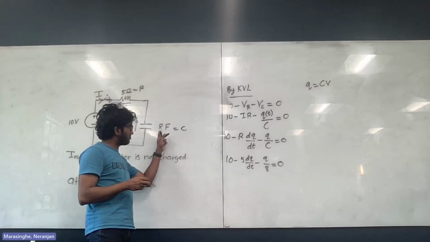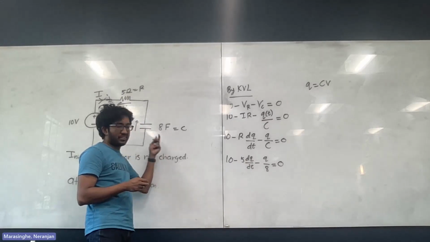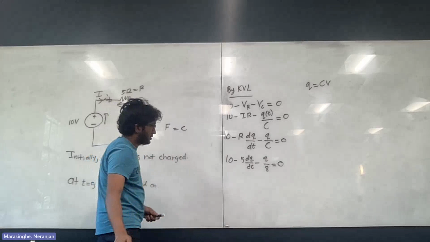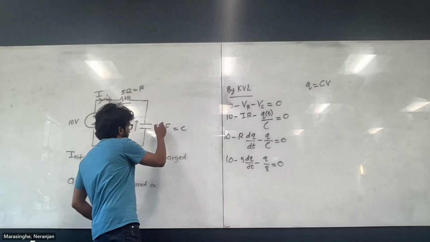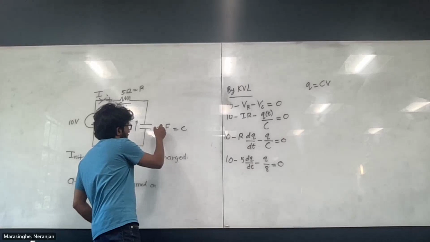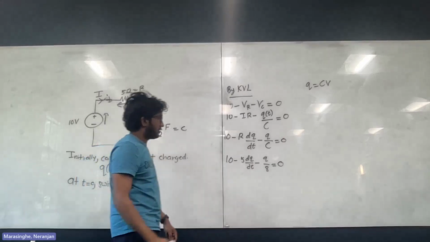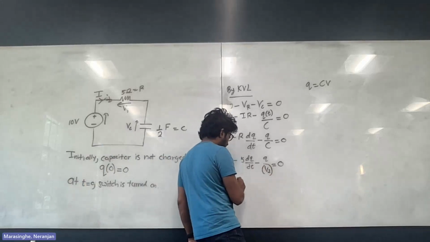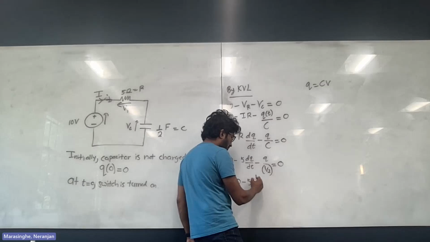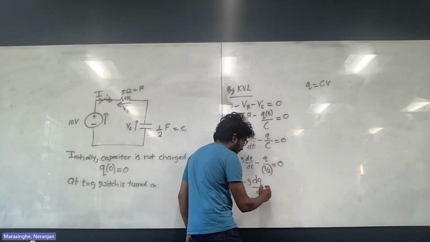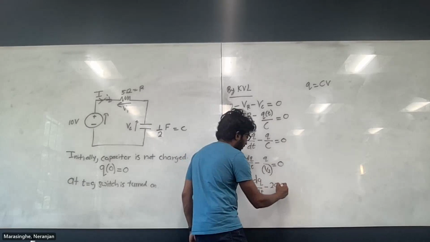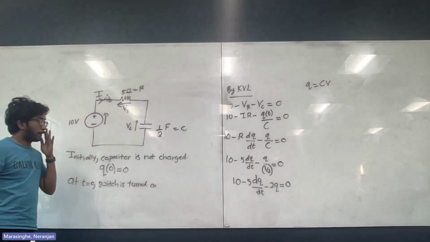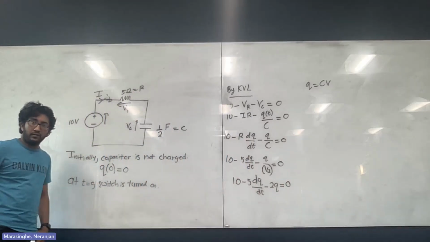Shall I replace this 8 by another value? Then it is easy to simplify, right? I would replace this 8 by 1/2 farad, that is 0.5 farad. Then instead of C, I would write 1/2. So what would I have? 10 minus 5 dq over dt minus 2q is equal to 0.